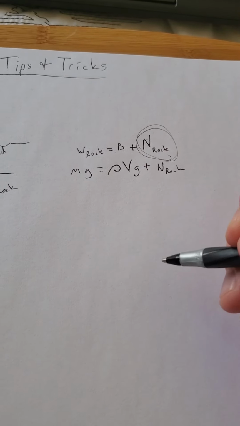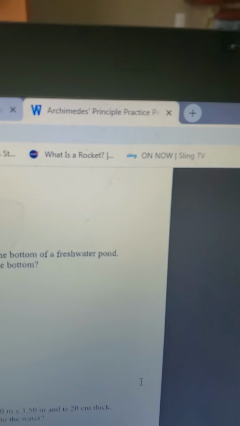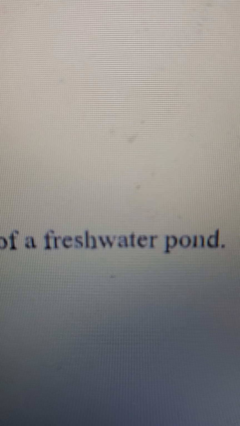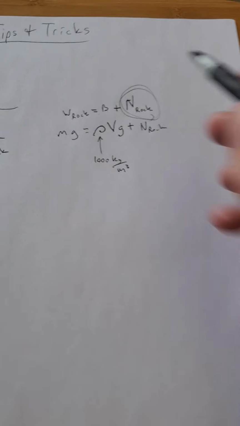So rho is really the only tricky thing in here. Remember that you're in fresh water. The physics lawyers were incredibly specific when they talked about that. We were in a freshwater pond. So in a freshwater pond, the density of the water is going to be 1,000 kilograms per meter cubed. Obviously, the volume is going to be the volume of the rock because that is the amount of liquid displaced, and you go from there.